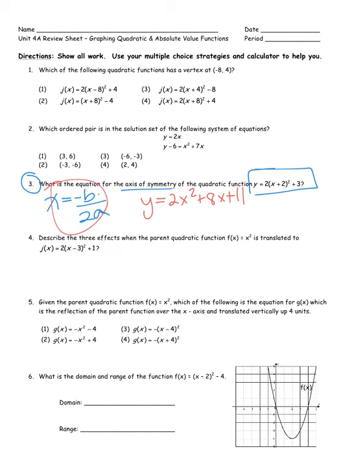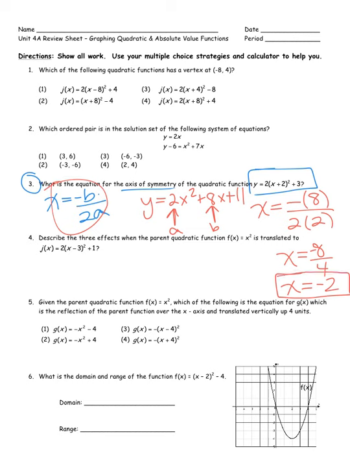So I have x equals negative b over 2a. Well, here is a, and here is b. So I'm just going to plug in. x equals negative 8 all over 2 times 2. I'll get x equals negative 8 over 4. So x will equal negative 2. That is the equation for the axis of symmetry. If you forget x equals, you are incorrect.